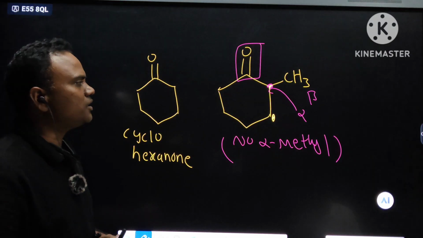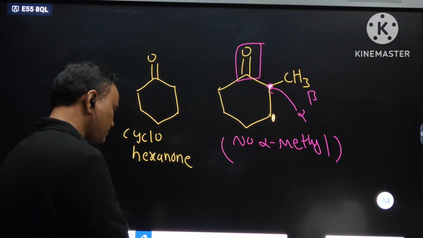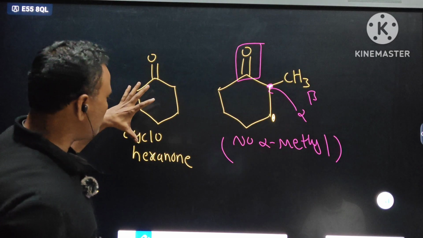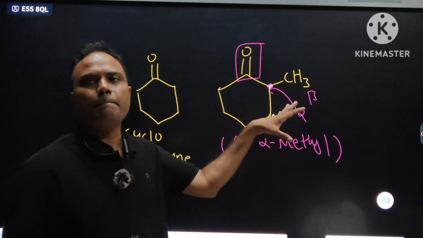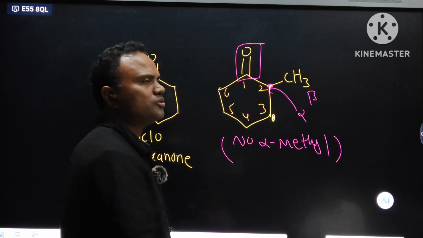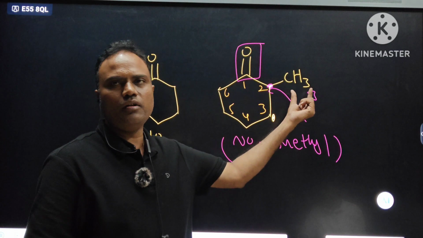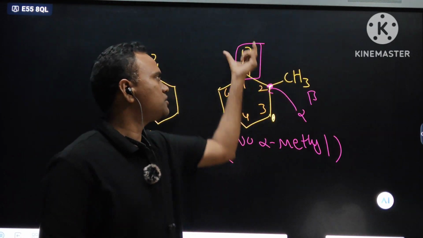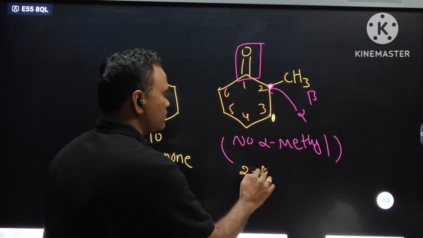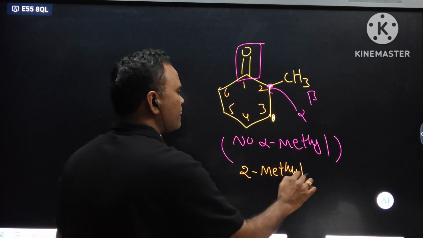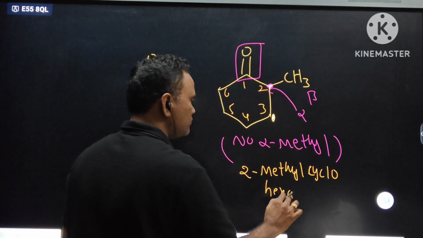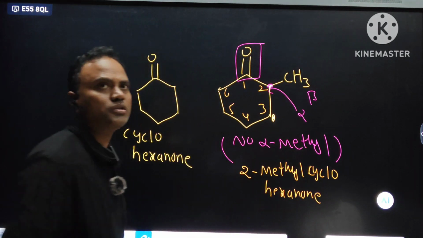There is no alpha methyl. But what is its name? Can you give its name? This is cyclohexanone. This is methyl cyclohexanone. At the second position, methyl. So 2-methyl cyclohexanone. And last, 2 important compounds.